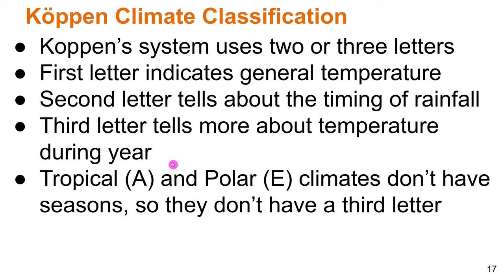So two of the climate categories I've mentioned, the tropical climates, which are hot year-round, and the polar climates, which are cold year-round, don't have seasons, so they only have two letters. They don't have three letters. The A climates and the E climates only have two letters because they don't have seasons.